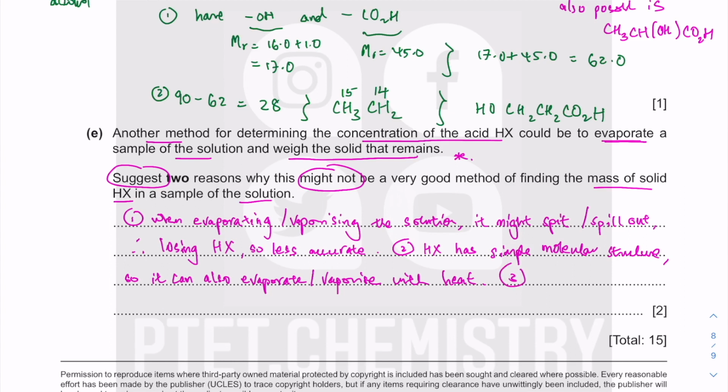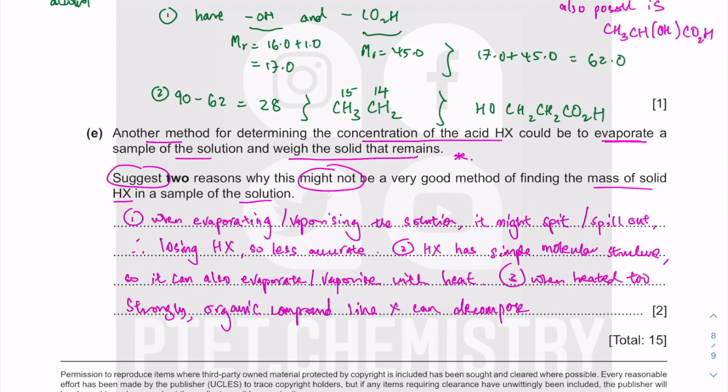The other concern is that when you heat it too much, when heated too strongly, organic compound can decompose as well. Okay, organic compound like X can decompose or might decompose, and of course when you decompose, that means you no longer have this thing, therefore whatever mass that you get or measure at the end of the reaction won't be an accurate reflection of the actual mass that you want.